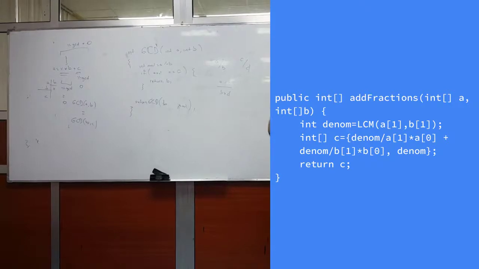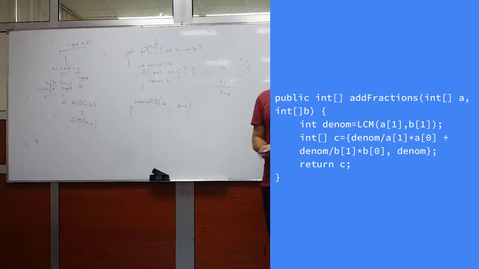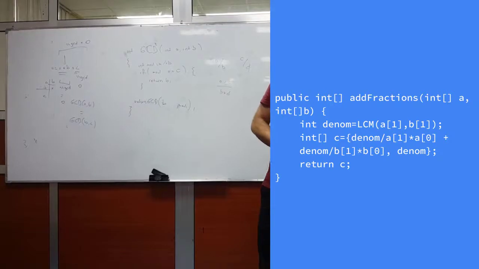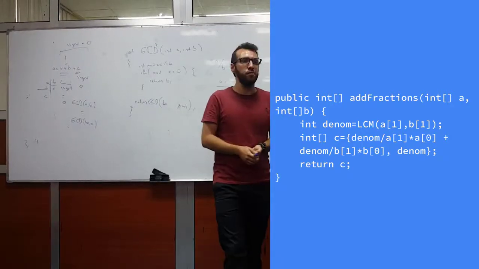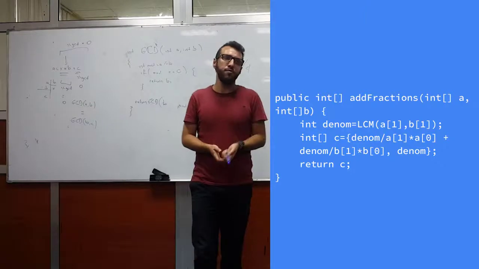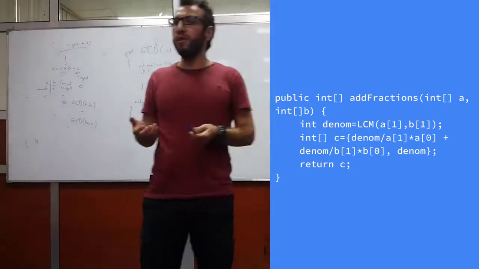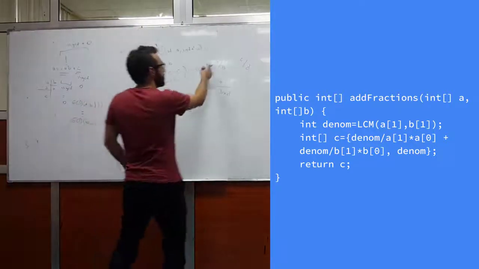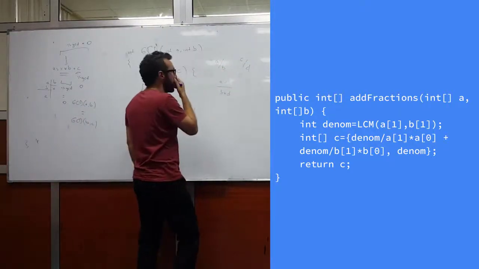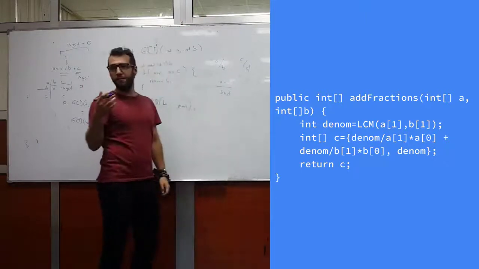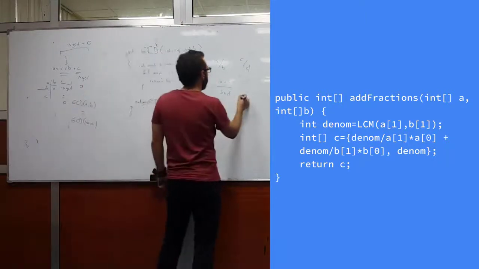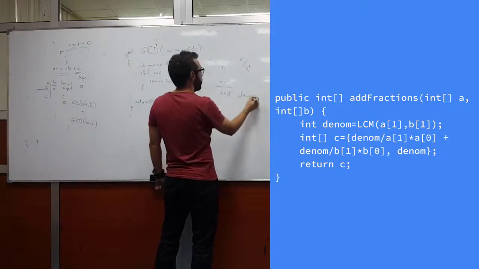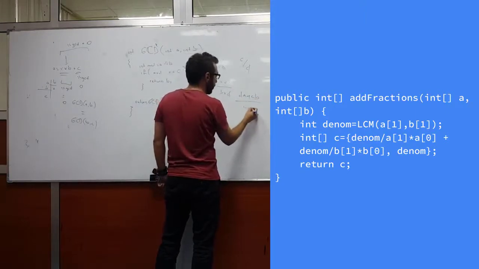And after that, we say the new fraction that we want is the denominator over A1 times A0 plus the denominator over B1 times B0. There is a little bit of basic algebra here to get these formulas, but you don't have to get the formulas. Once you get the lowest common multiple, the idea is very simple, right? So if it was AB over CD, how would we do it in a naive way? We would do it like B times A plus C times B over BD, right?